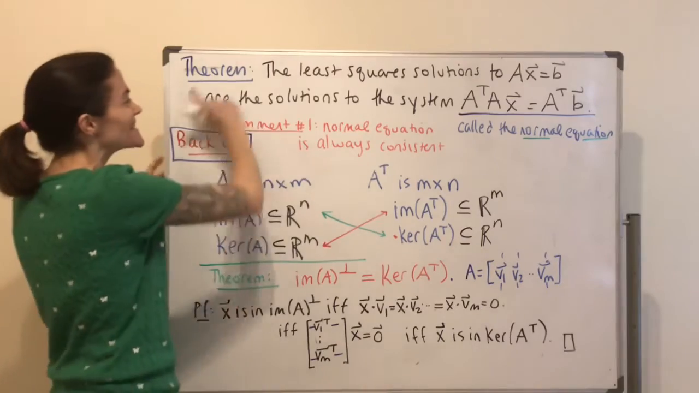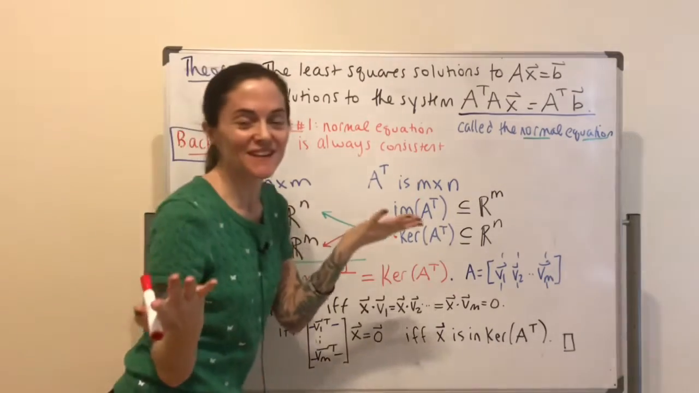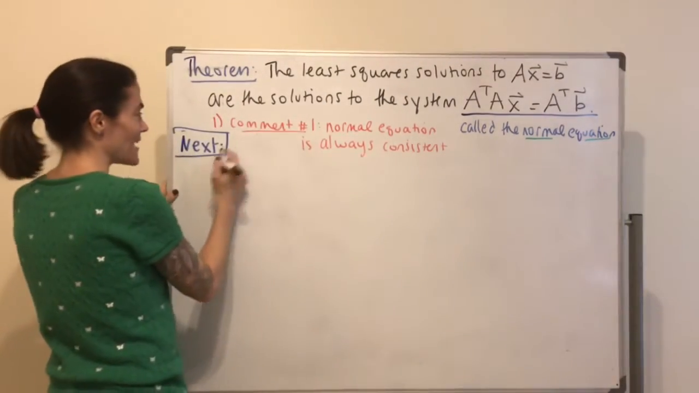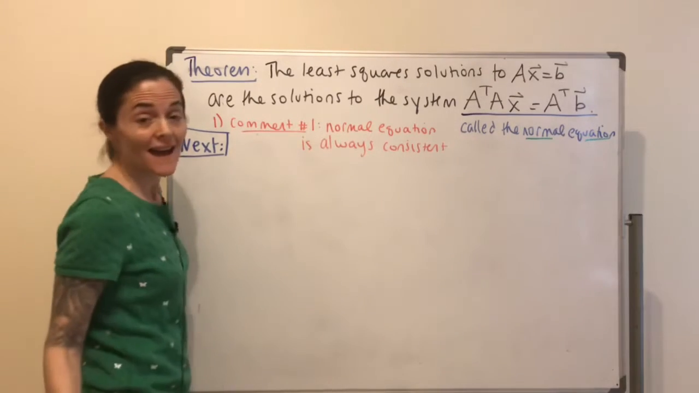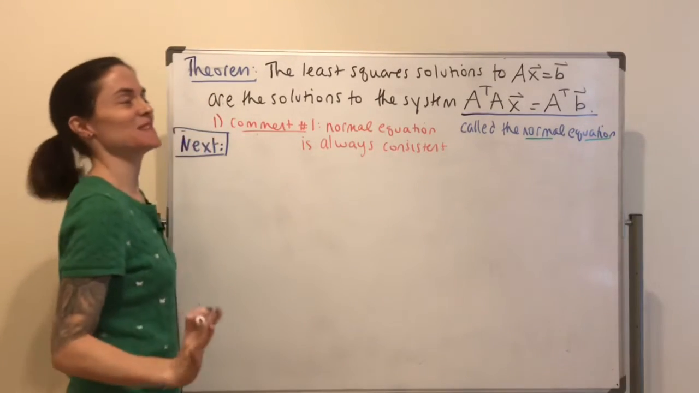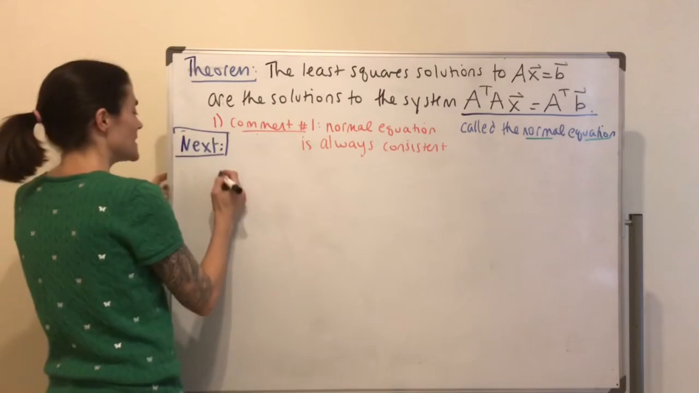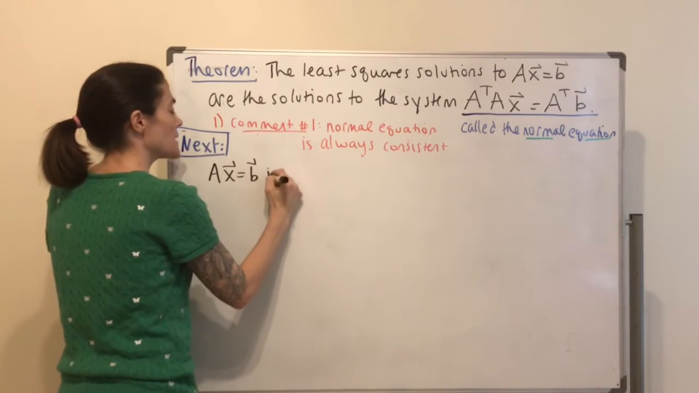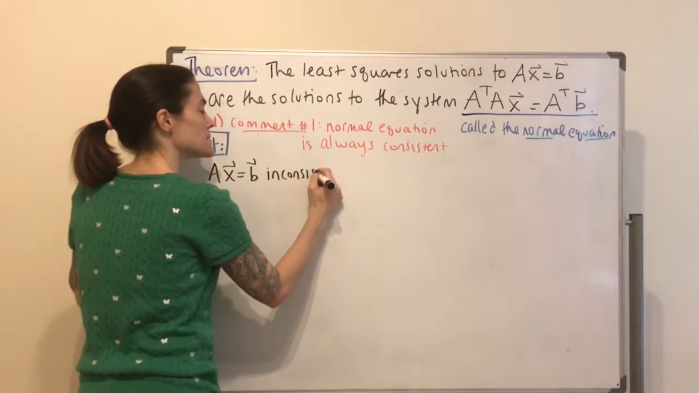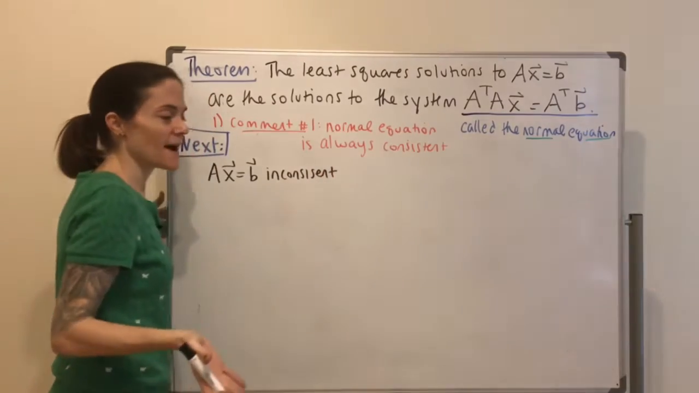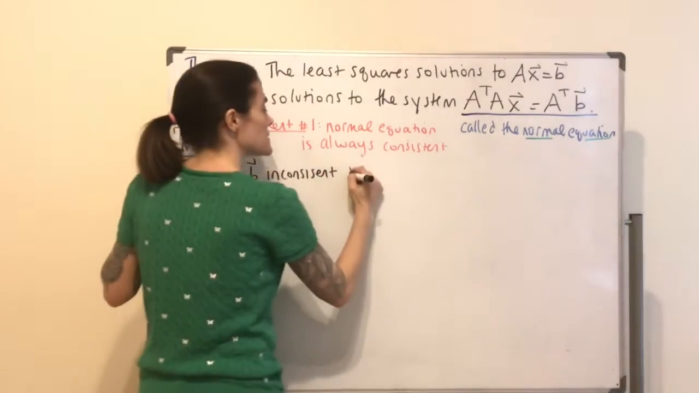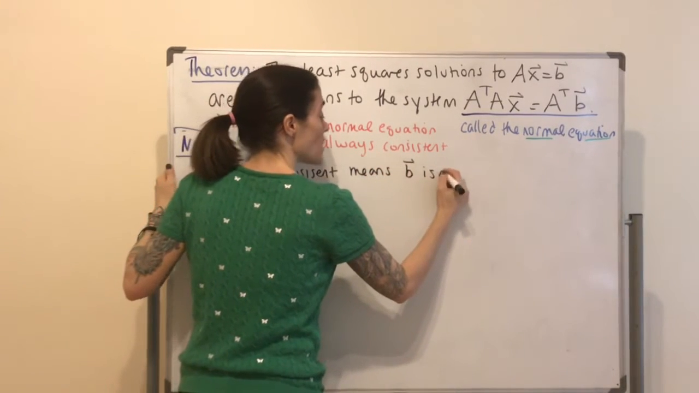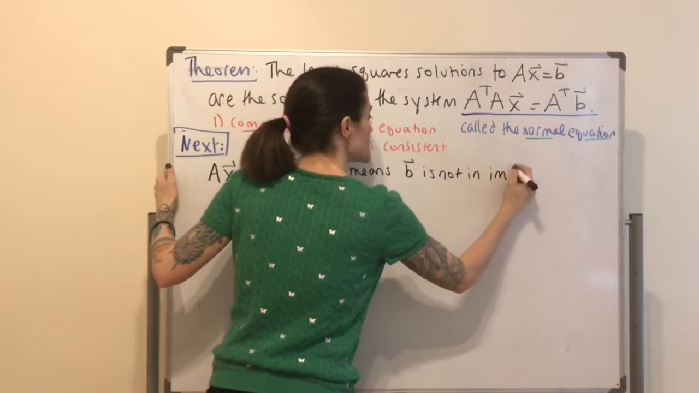Okay, well, now let's go back to this, because remember what we're trying to do: least squares solutions. I'm still trying to talk about why the normal equation is always consistent, and this one we will get to momentarily. But let's talk about this. So Ax equals b is inconsistent. In the language of what we just discussed, this means that b is not in the image of A.